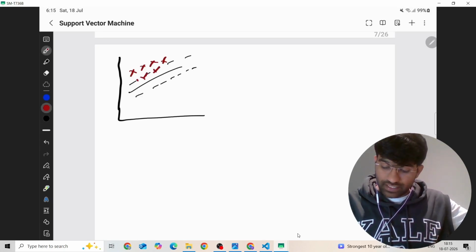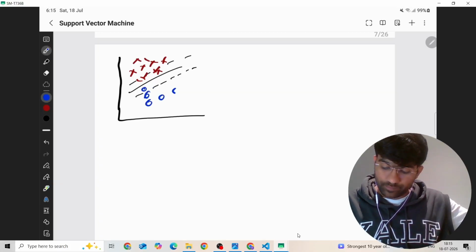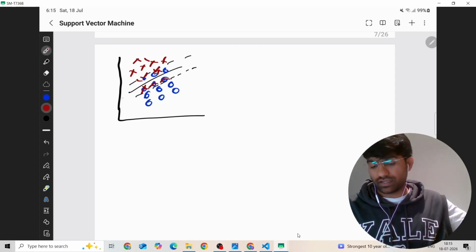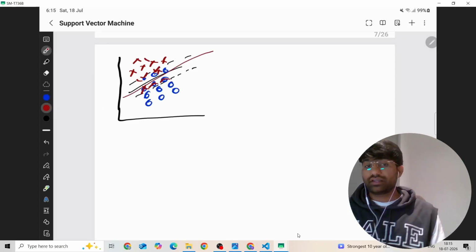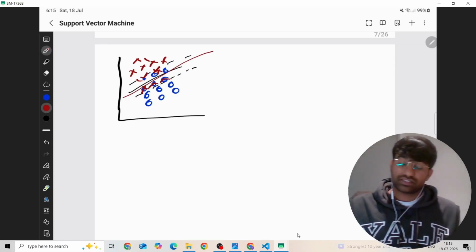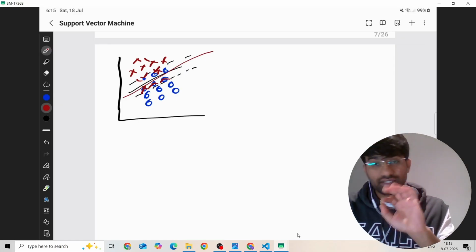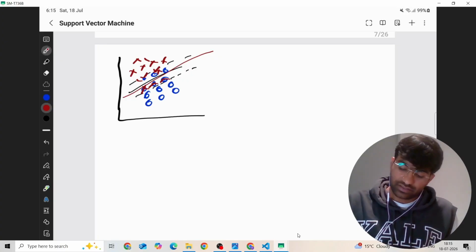This data is linearly separable. Even if it is overlapping, we can find something. See, even if it is overlapping, we can separate at this point. But in some cases, in some datasets, all the data is not linearly separable.